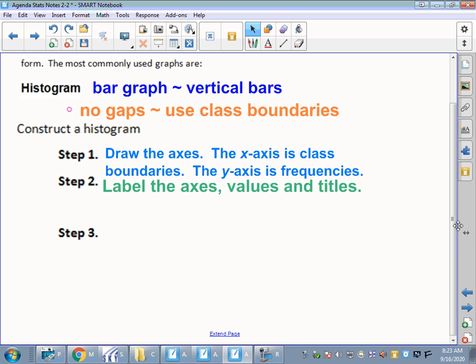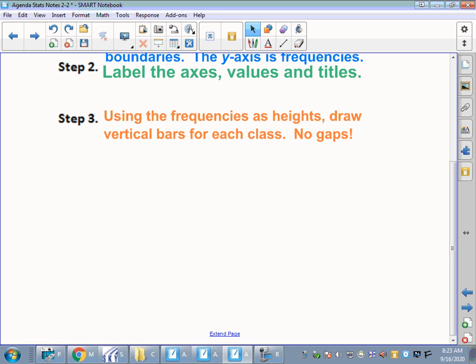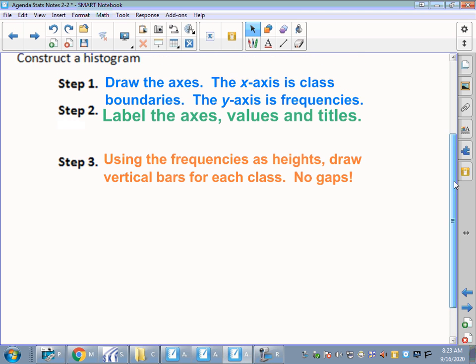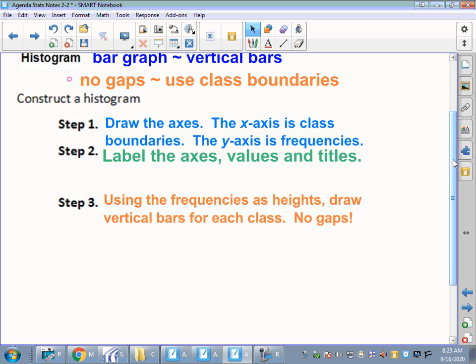Step 2, we're going to label our axes, values, titles, all the stuff that we like to have on a graph of any sort. And then step 3, using the frequencies as heights, draw vertical bars for each class. No gaps. I'm going to be really strict about this. And the reason there's no gaps is because, like I said, we're using the class boundaries. Where one class ends at 23.5, the next class begins at 23.5. So there will be no gaps. If you use your class boundaries, it just happens.